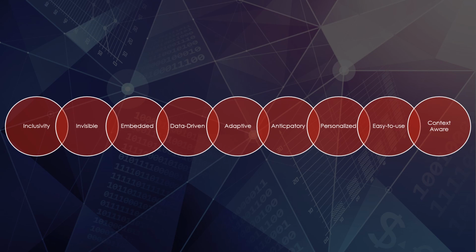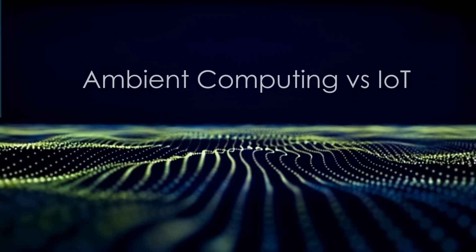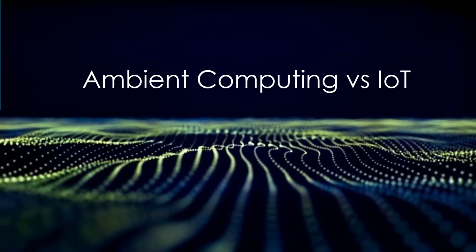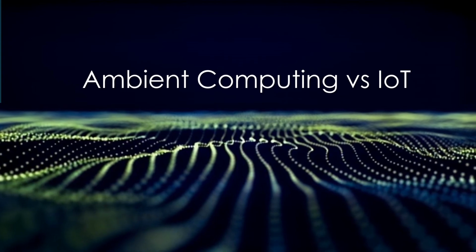Context aware. An ambient computing system is so intelligent that it can change its behavior depending upon the environment and the context. Now, we will go through a brief comparison between ambient computing and Internet of Things.